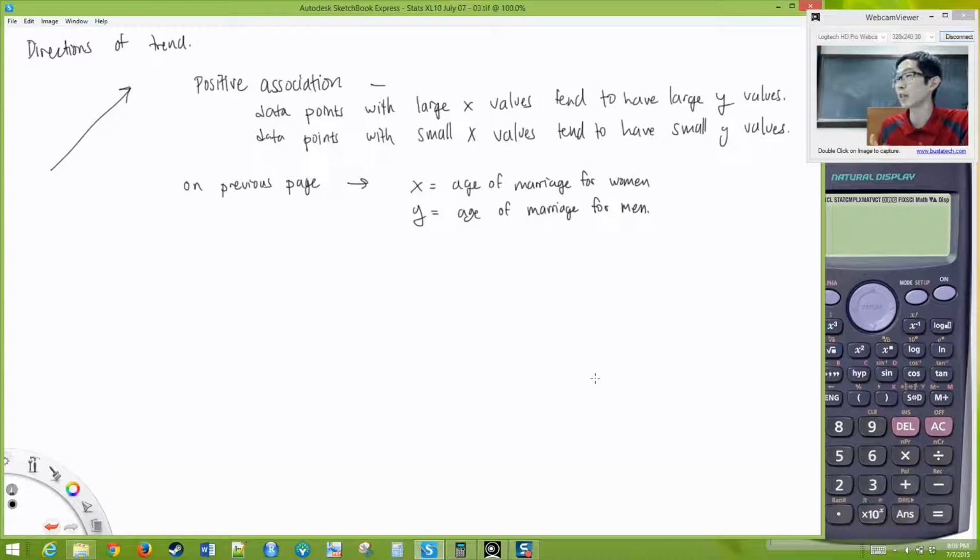Yes? Can you also say it the other way around? So like data points with large y values will have large x values? Yes, yes. So it goes both ways, yes. So large y is associated with large x, small y goes with small x, okay?